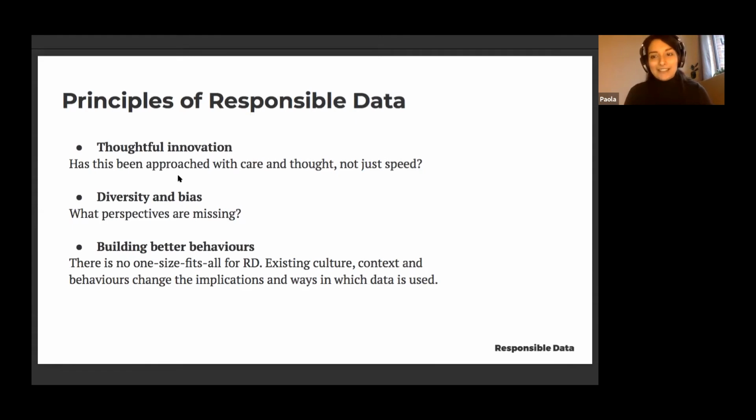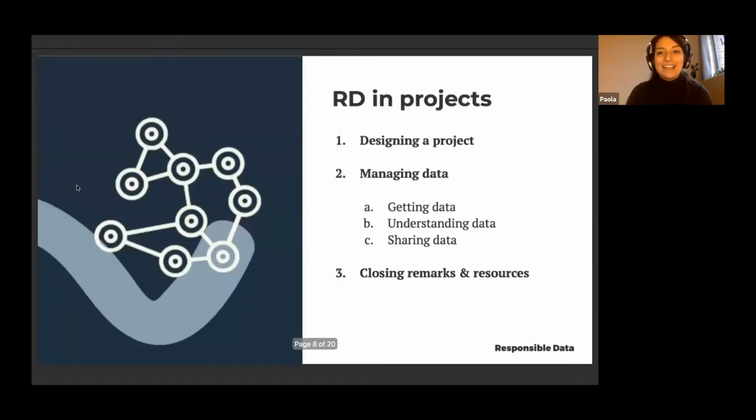But that's also what makes it an exciting topic, and that's also why I'm excited for the exercise to come, because we all bring different ideas to the table, so we can get creative together about the solutions. And next, I'm going to give the mic to Laura, who will share with you a few words on what responsible data looks like in projects.